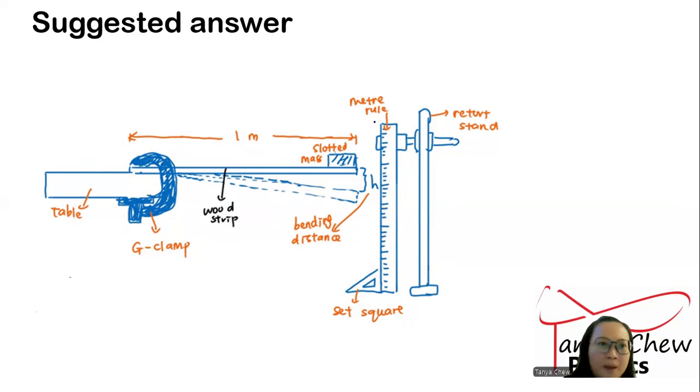This is my meter rule, but the meter rule cannot stand by itself. It has to be clamped to the retort stand. Remember set square? I use a set square to make sure that my meter rule is vertical. Right, so when you place a slotted mass, this wood strip will bend. So the bending distance is the difference between the two readings on the meter rule.